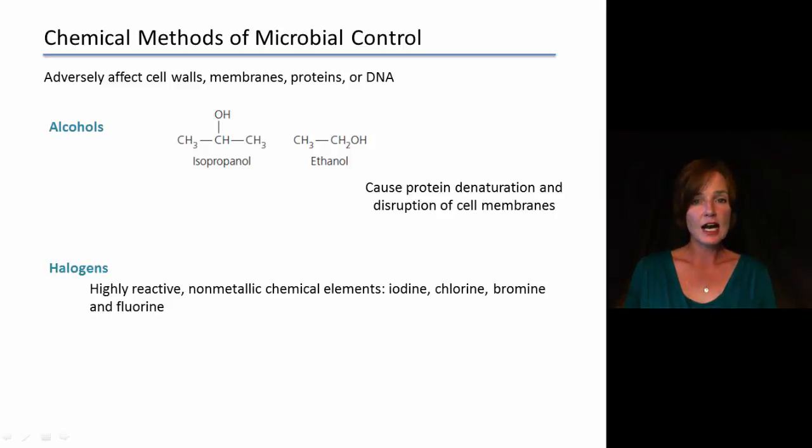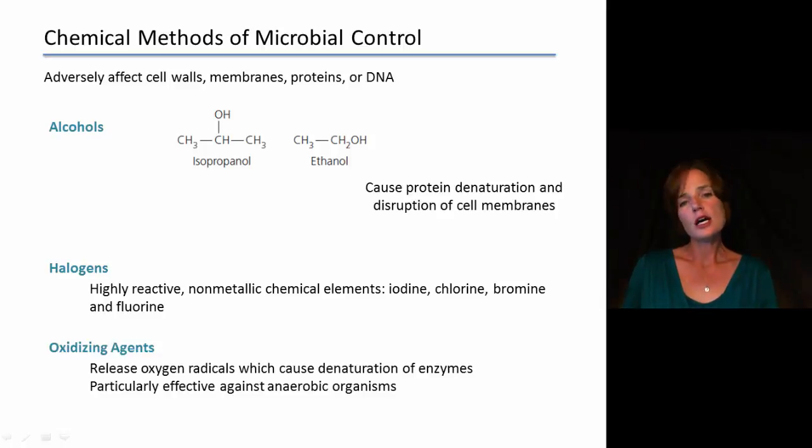Halogens are going to be highly reactive, non-metallic chemical elements. Iodine, chlorine, bromine, and fluorine are all examples of those. Oxidizing agents can also be used. These release oxygen radicals, which can cause denaturation of a variety of enzymes. So that means that they can turn off, or inhibit, a lot of different microbe reactions inside. And these are particularly effective against anaerobic organisms.